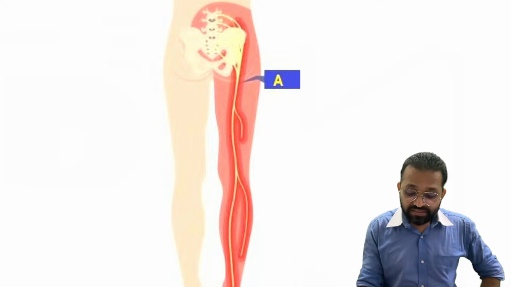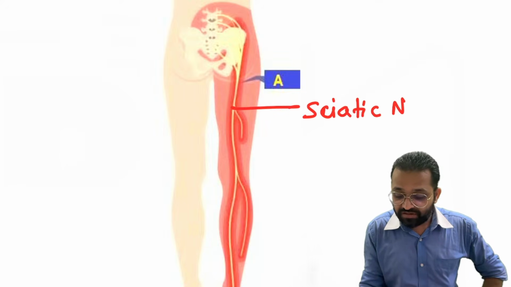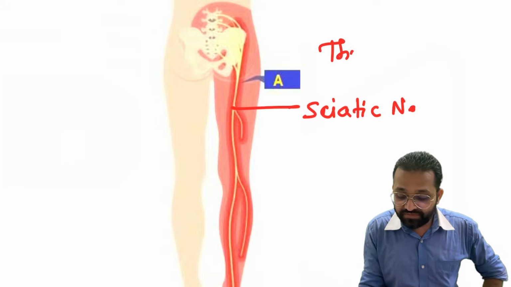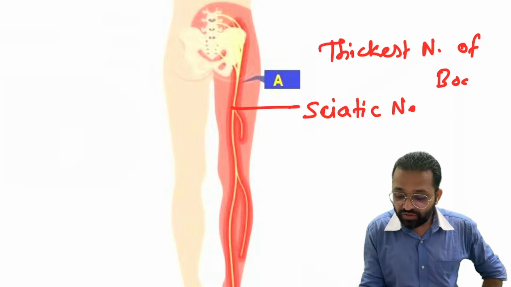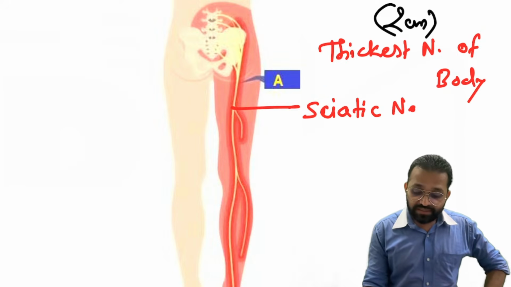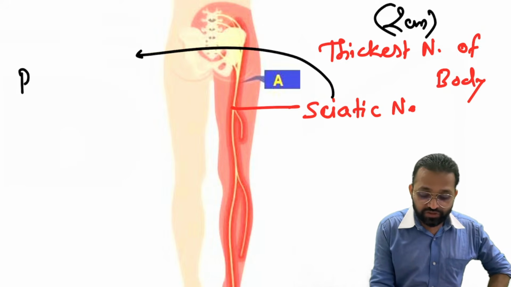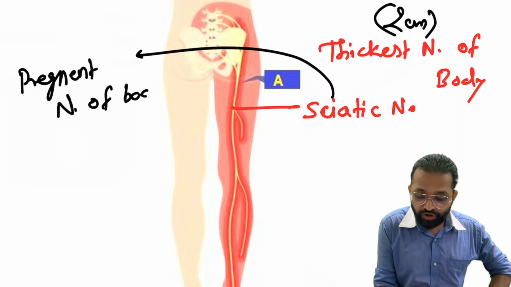Sir, this is our thickest nerve of the body. This is the sciatic nerve. MCQ, sir, it is the thickest nerve of the body. The thickness is 2 centimeters. Sir, this nerve is very interesting because it is also considered the pregnant nerve of the body.